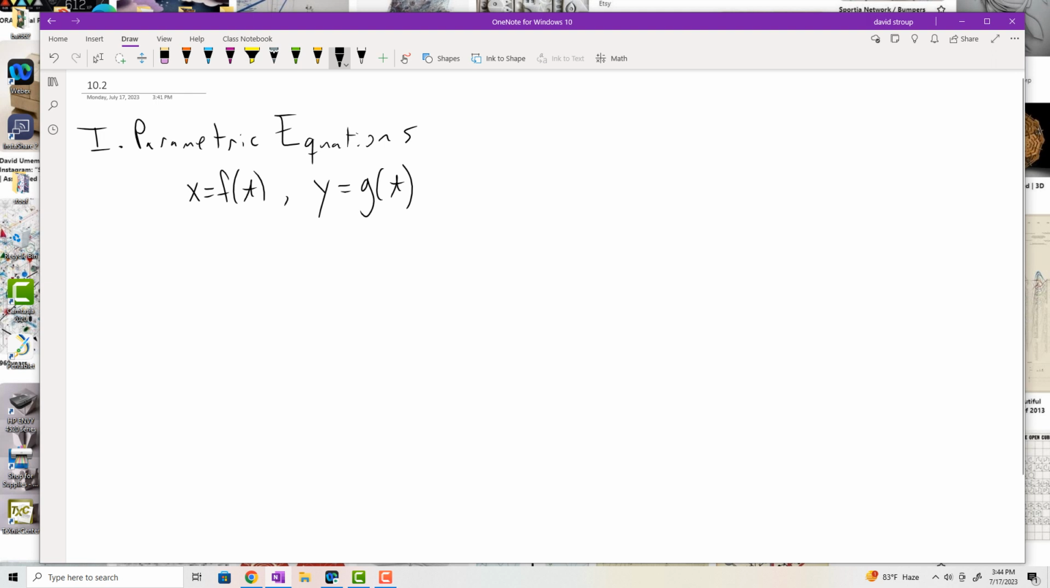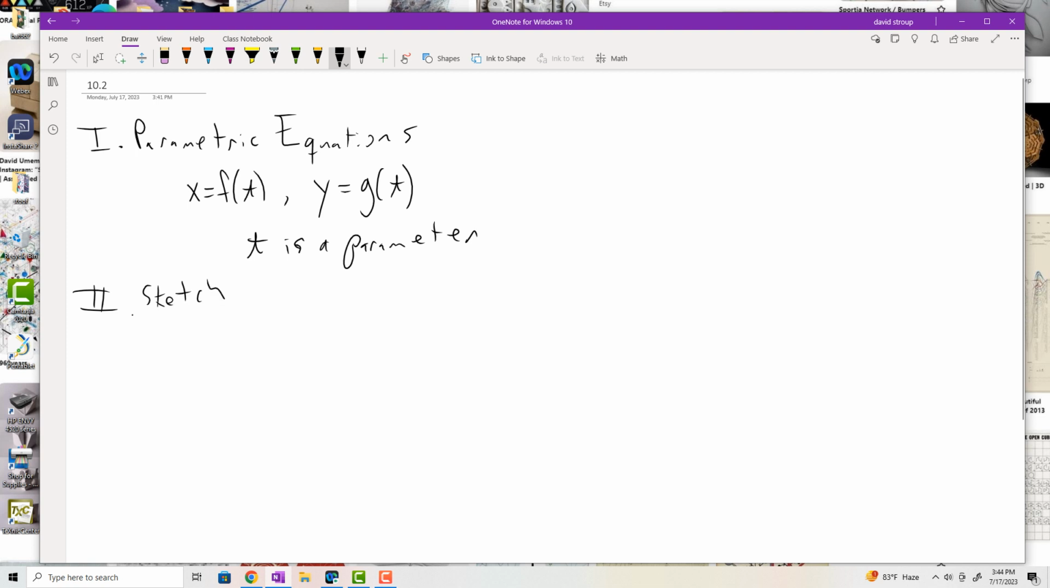All right. So here is a set of parametric equations, and the t variable there, that new variable, is called the parameter. So usually they use t for time. Okay. Our first goal is to just sketch these things.